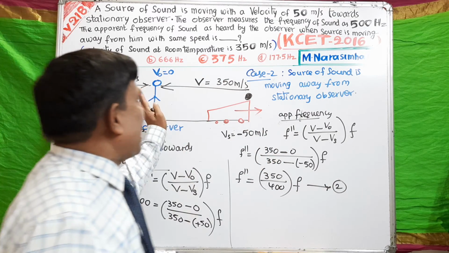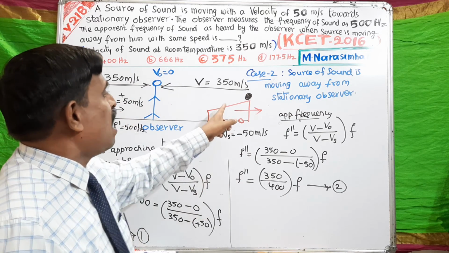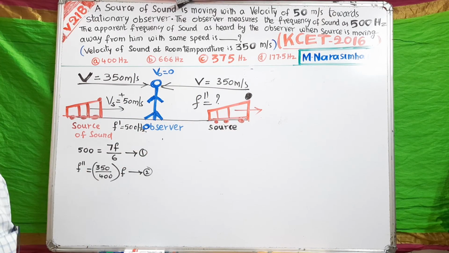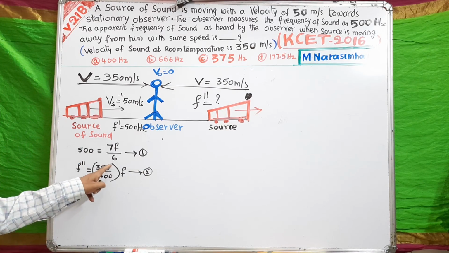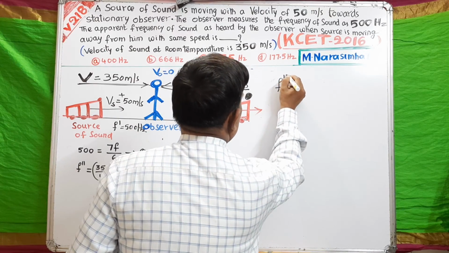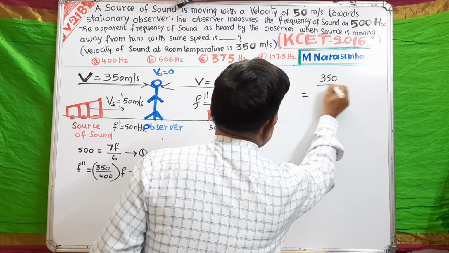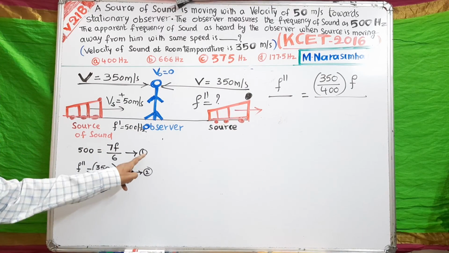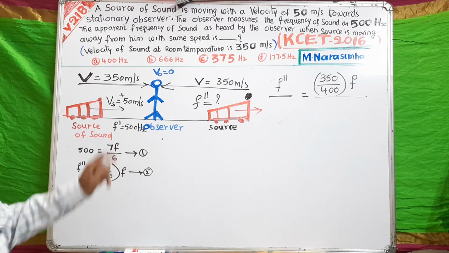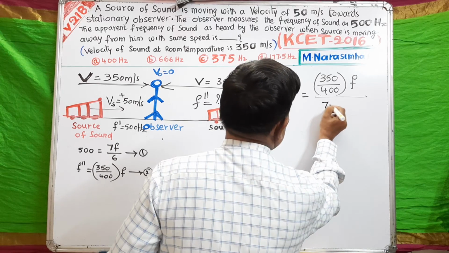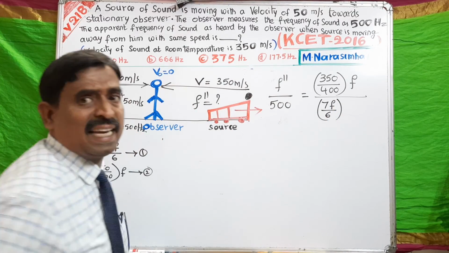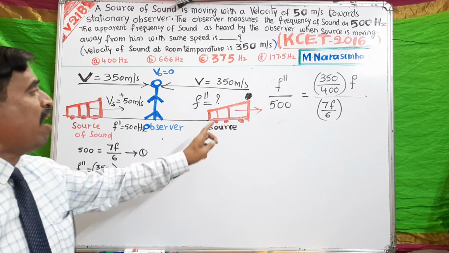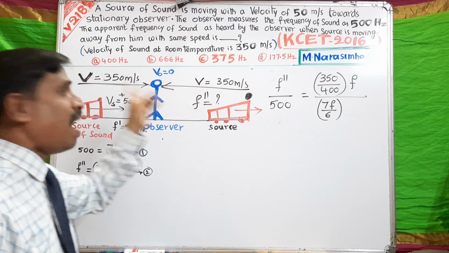They are asking, when the train is leaving the stationary observer, what is the apparent frequency? That apparent frequency is f double dash. Equation 2 divided by equation 1: f double dash is equal to 350 by 400 into f, divided by equation 1, 500 is equal to 7f by 6. F double dash is the apparent frequency observed by the observer when this source of sound is moving away from the observer.